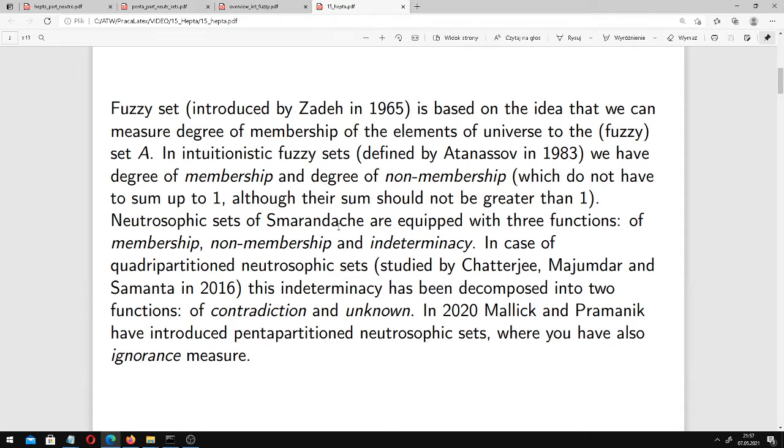Then we have neutrosophic sets of Smarandache, which are equipped with 3 functions of membership, non-membership, and indeterminacy. In case of quadripartitioned neutrosophic sets studied by Chatterjee, Majumdar and Samanta in 2016, this indeterminacy has been decomposed into 2 functions, the one of contradiction and the one of unknownness. In 2020, Mallick and Pramanik have introduced pentapartitioned neutrosophic sets where you have also ignorance function or measure, so you have 5 components.